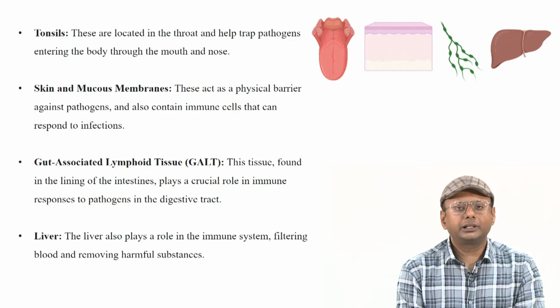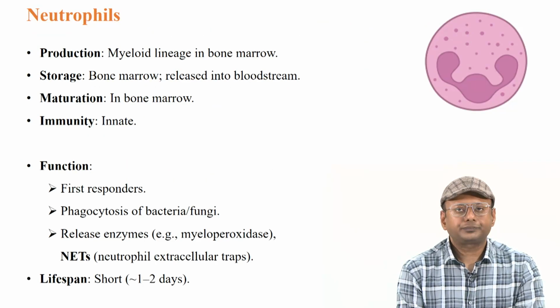There are also gut associated lymphoid cells, which are present mostly in the lining of the intestines, and the liver also has an important role to play. For example, the liver filters the blood and removes some harmful substances. So these are all associated secondary lymphoid organs.